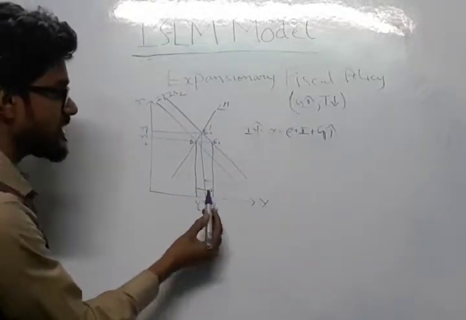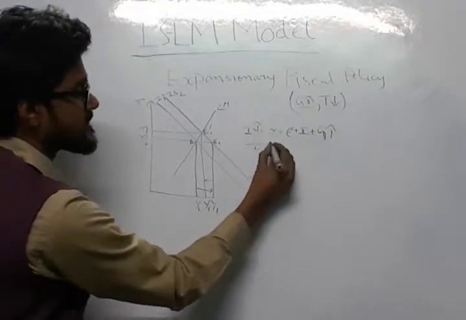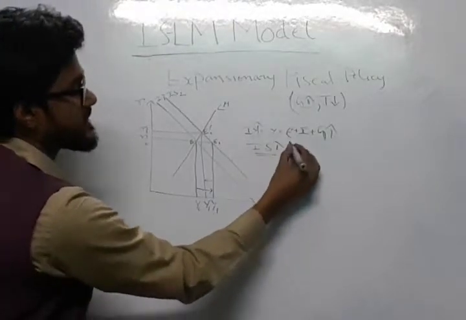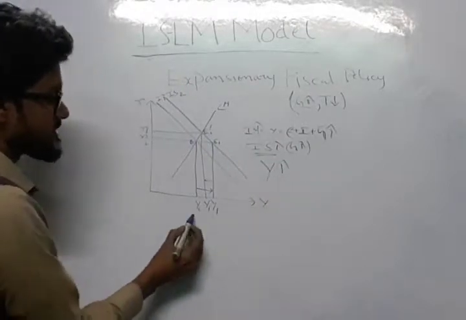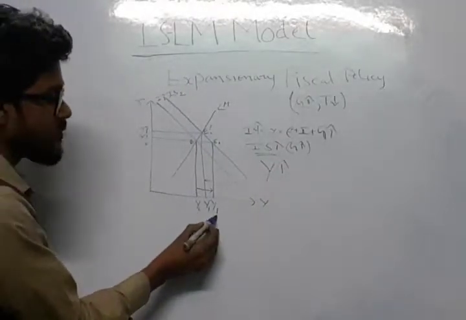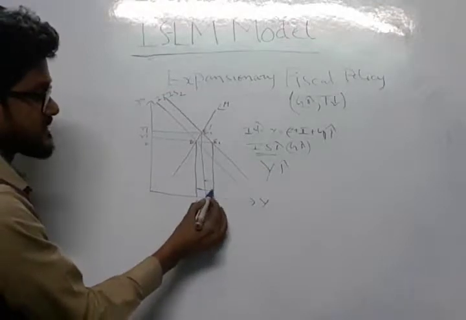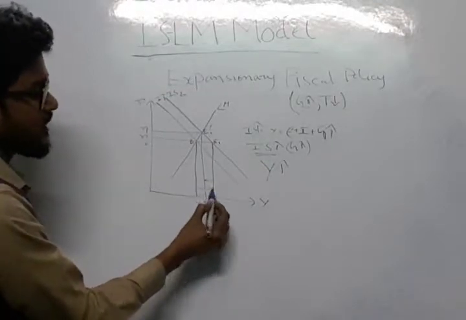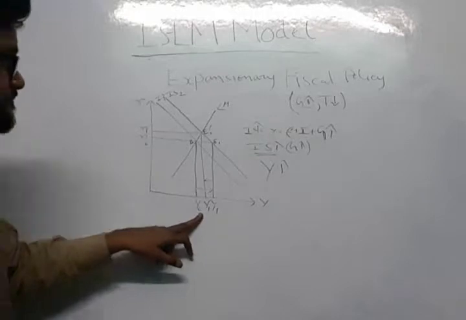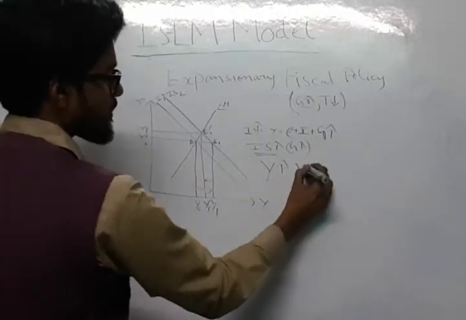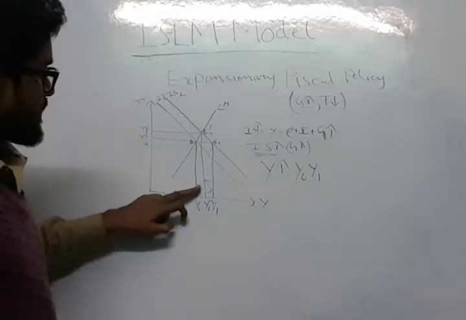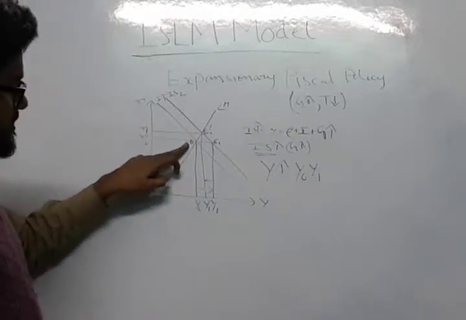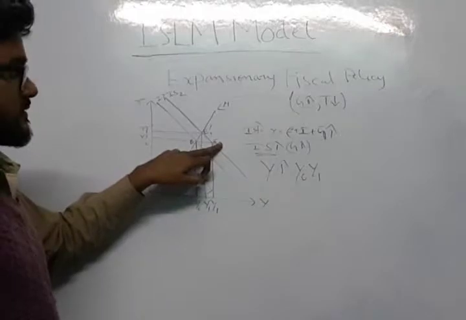The income initially increases. Due to increasing G, the income increases, as you can see, from Y0 to Y1. The change is shown by this arrow; the increase in Y is Y0 to Y1. So the equilibrium moves from E0 to E1.